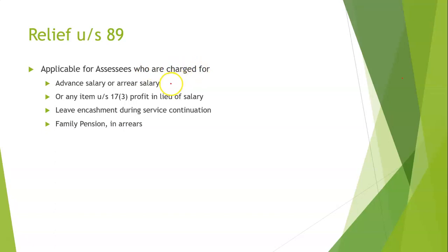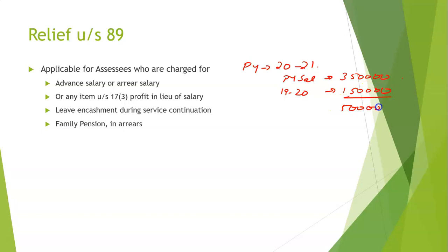So any assessee for whom advance salary or arrears salary becomes taxable. The case of arrear salary will only apply when this arrear salary was not taxed before. Say in a particular previous year, 2021, the assessee receives the previous year's salary of 3,50,000 and salary for the year 1920, an arrear for the period, say 1,50,000. So total of 5 lakhs is what he receives.